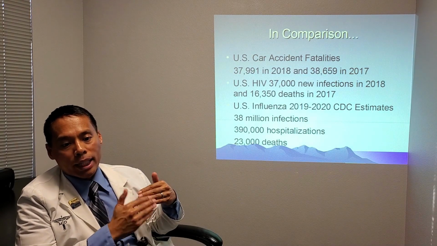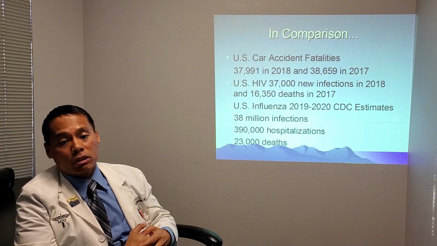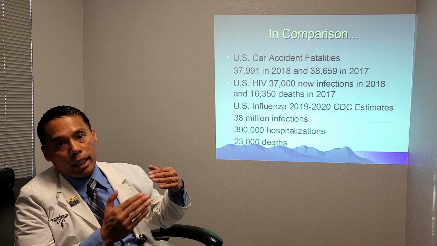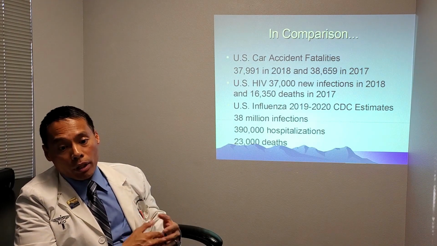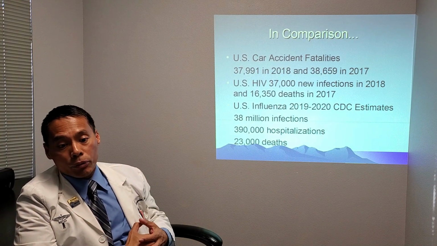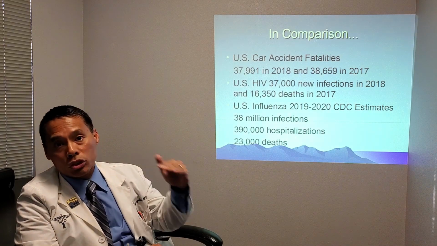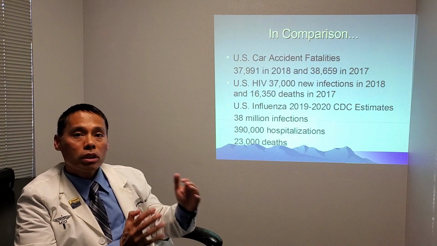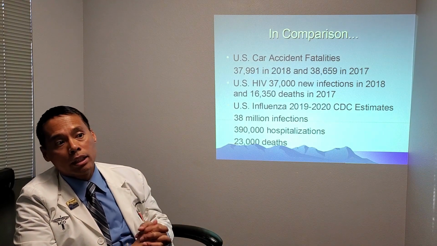And so if we had 23,000 deaths from 38 million infections from the flu, I can only say that we will have far fewer infections with COVID-19. And the estimates for the death rates are always going to be high initially. The reason for that is we can't really determine how many people actually had COVID-19.